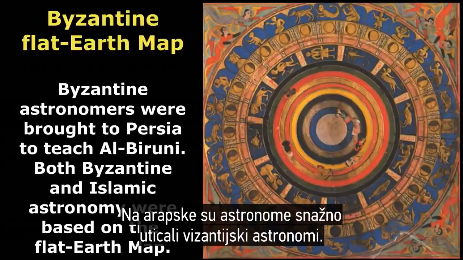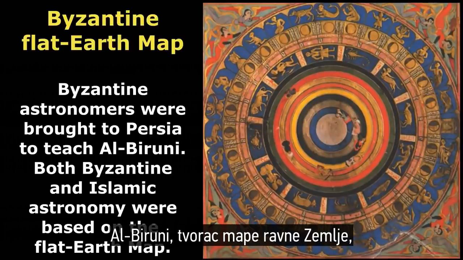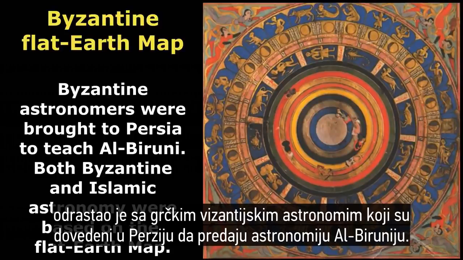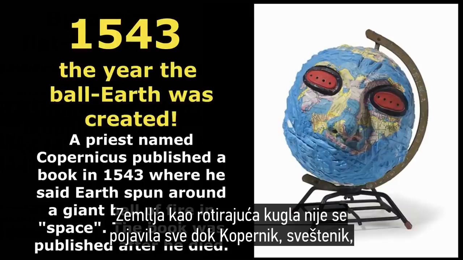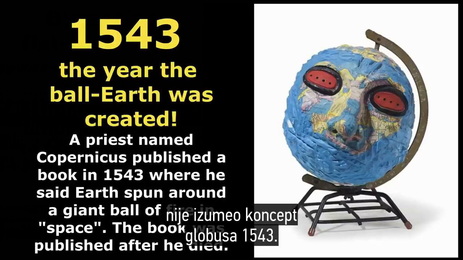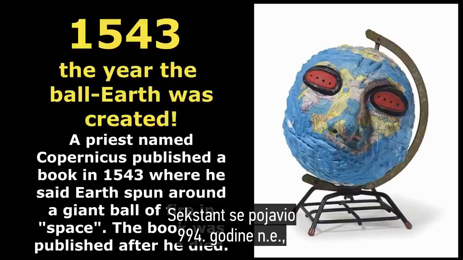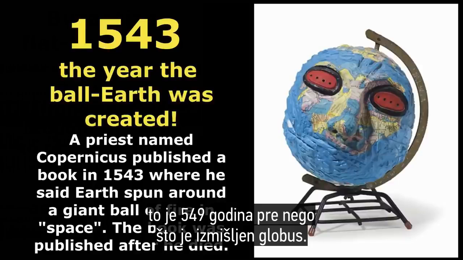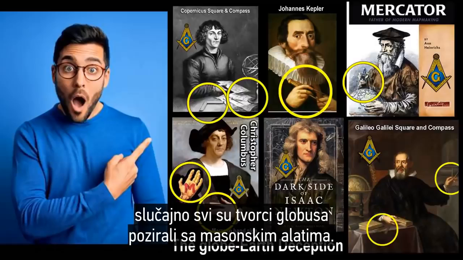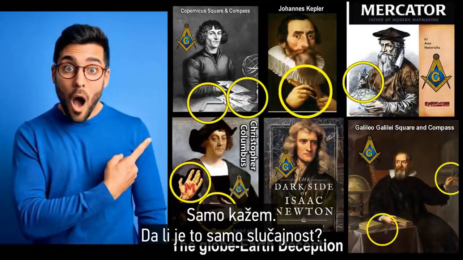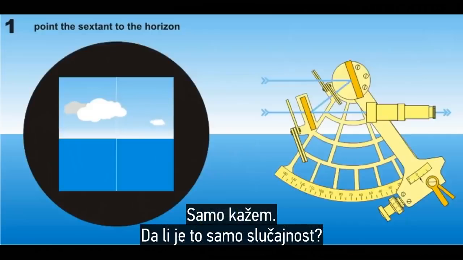Arab astronomers were heavily influenced by Byzantine astronomers. Al-Biruni, the creator of the flat earth map, was raised by Greek Byzantine astronomers who were brought to Persia to teach astronomy to Al-Biruni. The spinning ball earth did not come along until Copernicus, a priest, invented the ball earth concept in 1543. The sextant came along in 994 AD. That is 549 years before the ball earth was invented. Just a quick reminder here, coincidentally, all the creators of the spinning ball earth posed with Freemasonic tools. Just saying it. Is it just a coincidence?